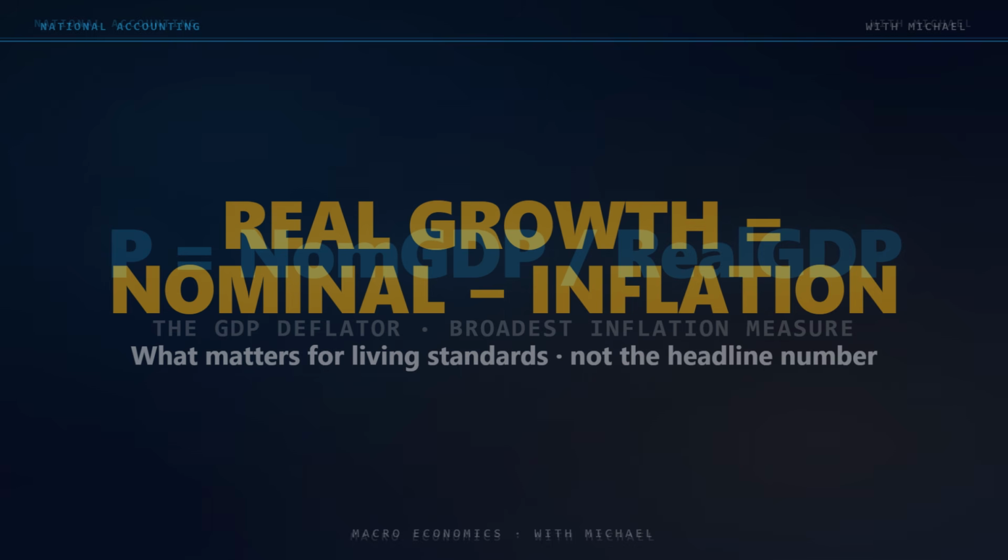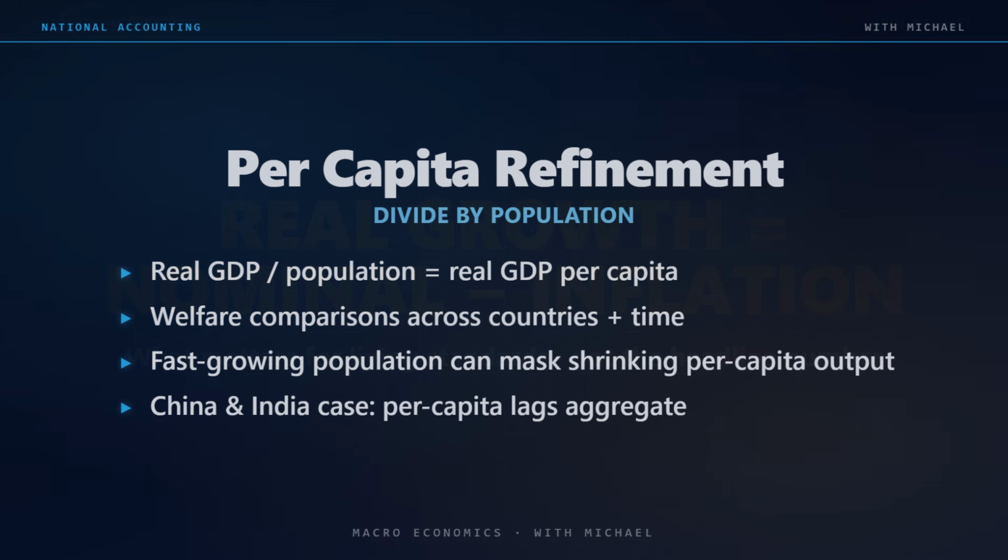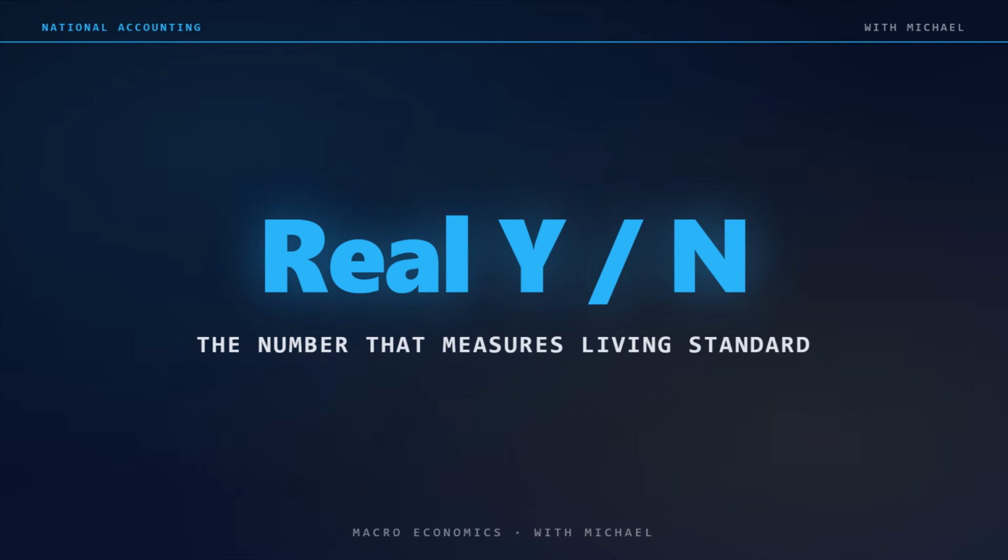Now an important refinement. Real GDP per capita. Divide real GDP by the population. This is the standard measure for comparing living standards across countries and over time. A country with a growing GDP but an even faster growing population is becoming poorer per person, despite the impressive aggregate numbers. China grew at 10% per year for decades, but its per capita growth was a bit lower because population was also growing. India faces a similar issue today. For welfare comparisons, real GDP per capita is what we want, not raw GDP.